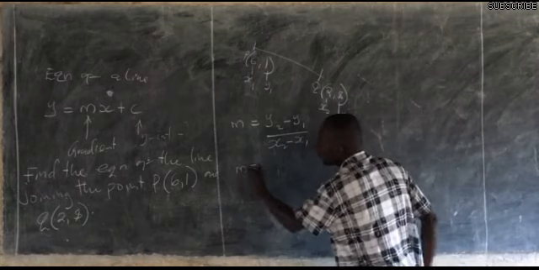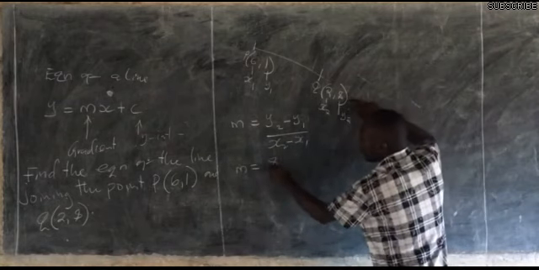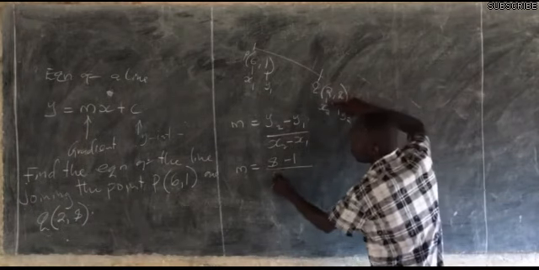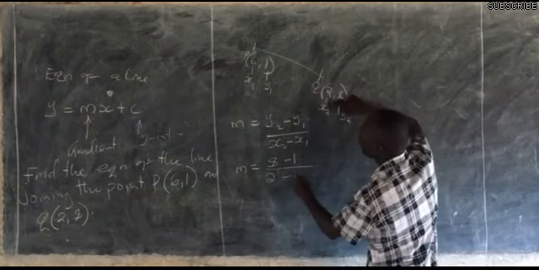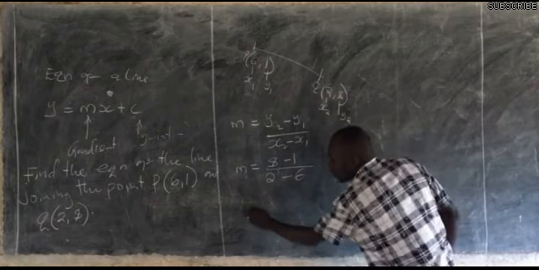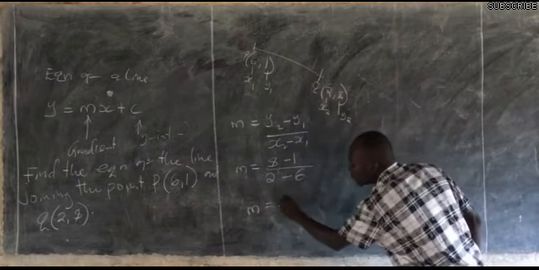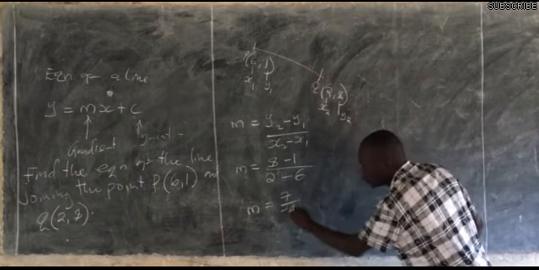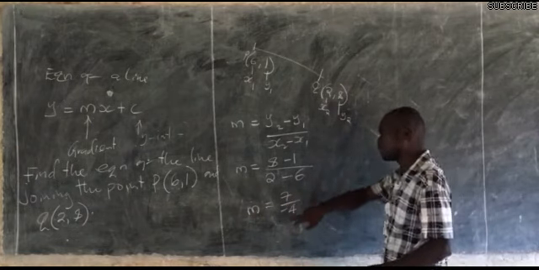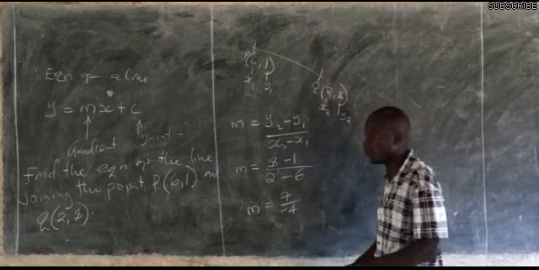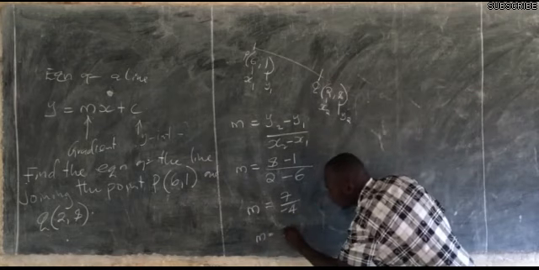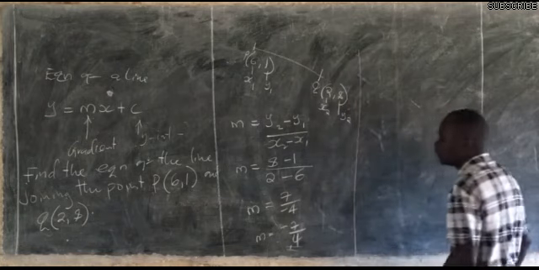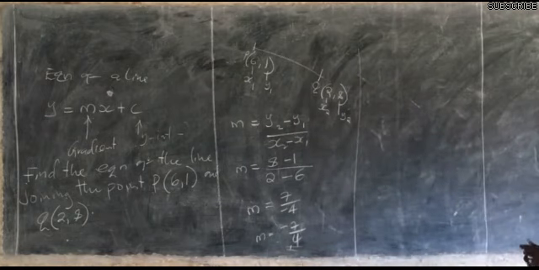So it will be m is equal to y2, which is 8, minus y1, which is 1, divided by x2, which is 2, minus x1, which is 6. So our m is going to be 7 divided by negative 4. When a positive is divided by a negative, the result is negative, and so our gradient m is negative 7 out of 4. That being our gradient, we can now find the equation of our line.